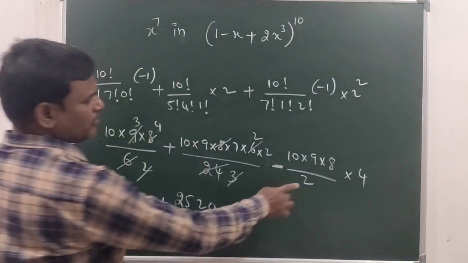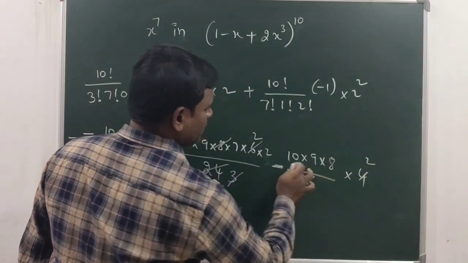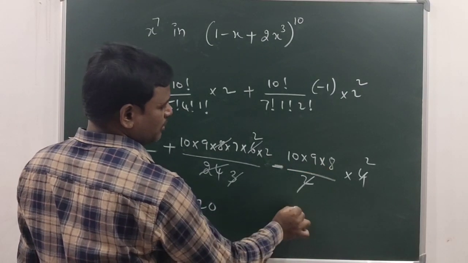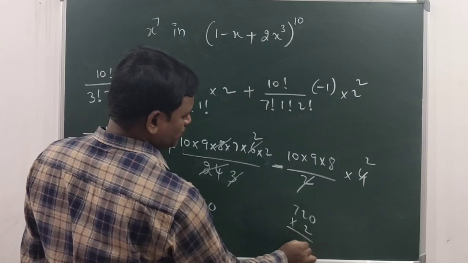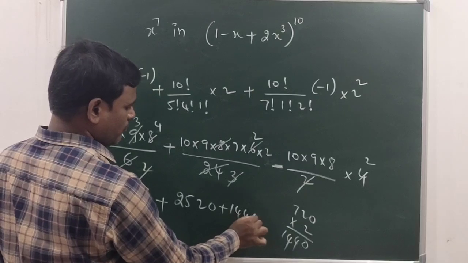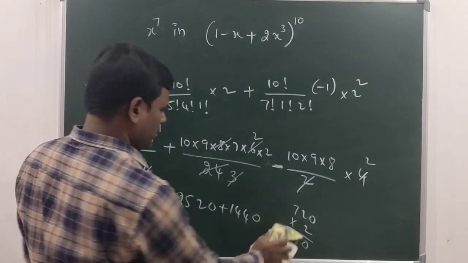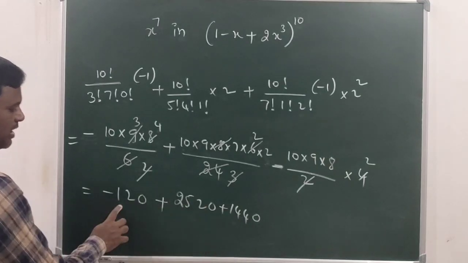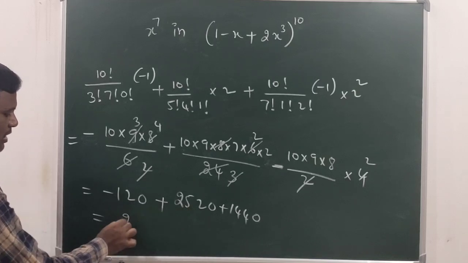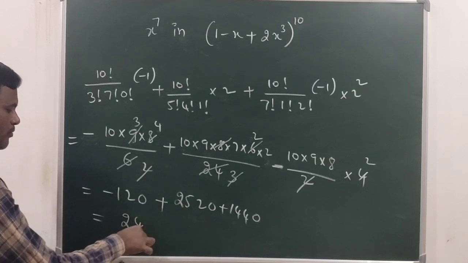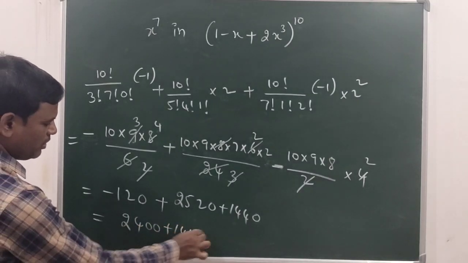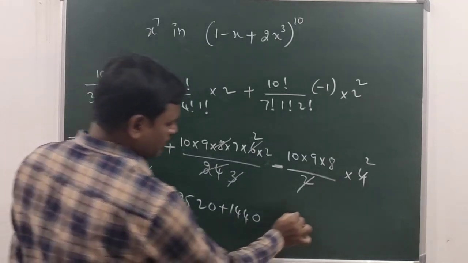And here 2 1s are 2, 2 2s are 10, 9s are 90, 90 into 8 is 720, 720 into 2 is 1440. So 1440 you will get. Now simplify this, add both of them and subtract this result from that. So if you subtract 120 from this, you will get 2400. 2400 plus 1440. So add both of them.